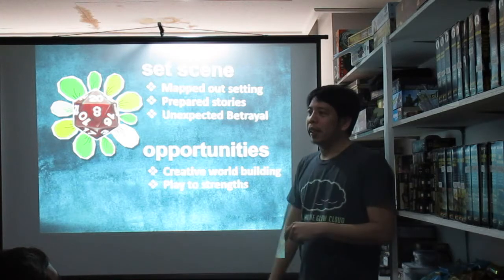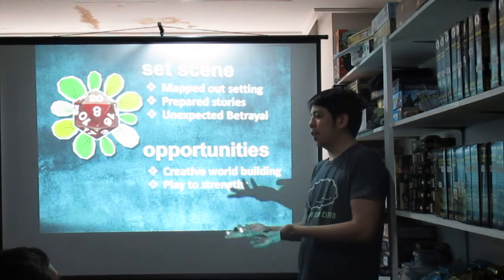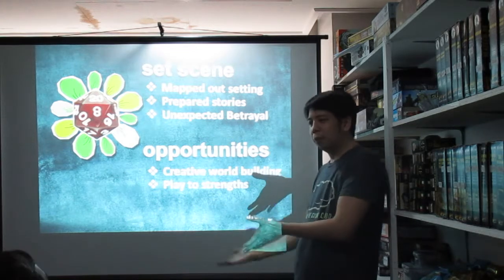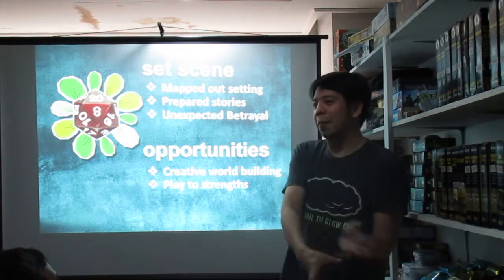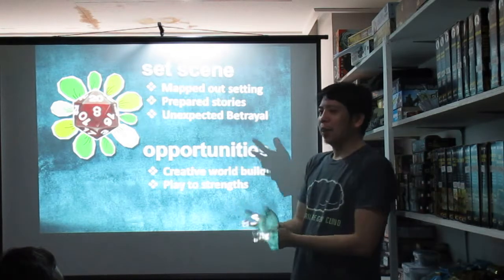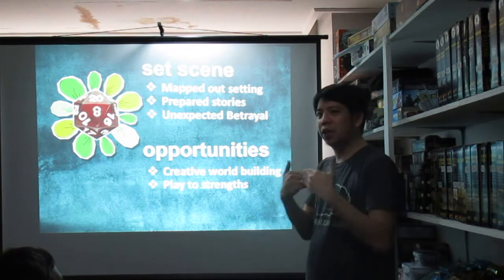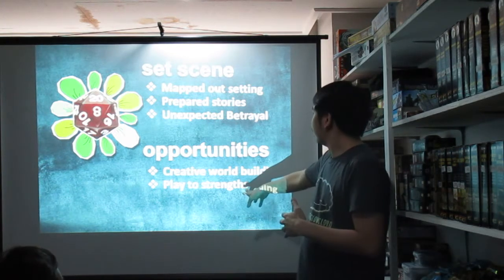For opportunities naman, you have creative world building, and you have players playing to their strengths. In creative world building, if you play with an established system, let's say Forgotten Realms, you have tomes of material to go through. You have novels that sometimes contradict the tomes. And then when you play with other gamers, suddenly they're playing something differently. And you have that dissonance. How do I fix that?